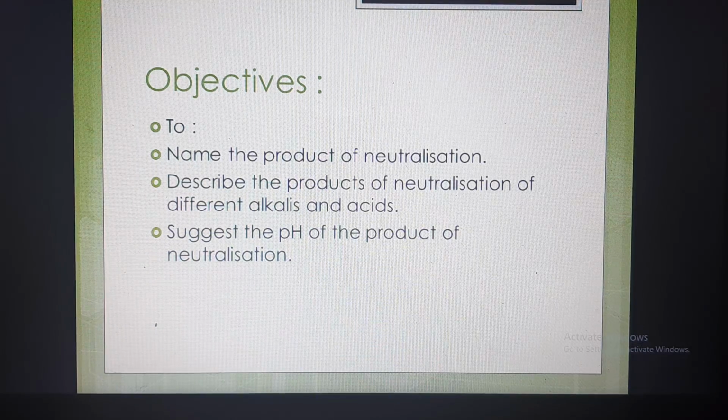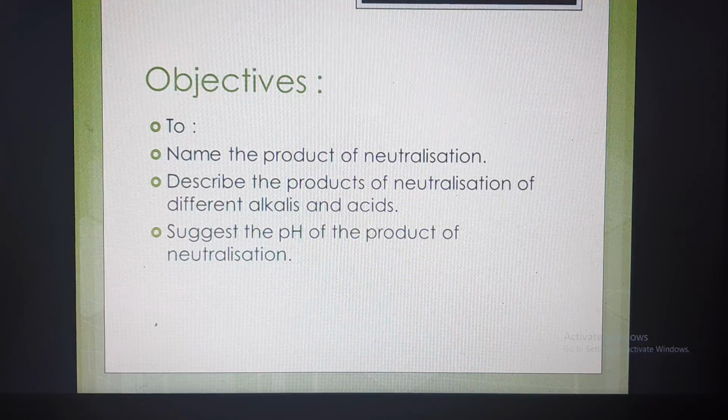The objectives are: the first objective is to name the product of neutralization, the second objective is to describe the product of neutralization of different alkalis and acids, and the third objective is to suggest the pH of the product of neutralization.